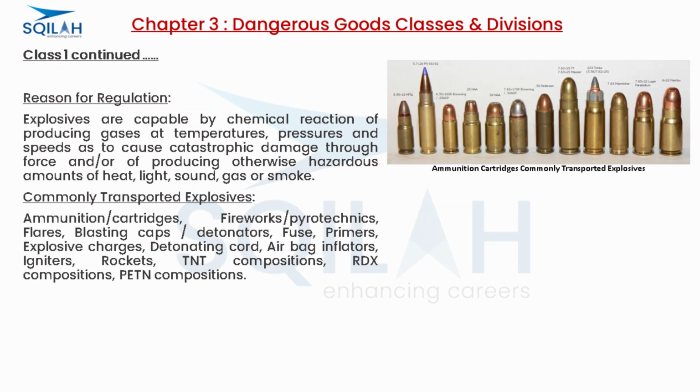Class 1 continued. Reason for regulation. Explosives are capable by chemical reaction of producing gases at temperatures, pressures, and speeds as to cause catastrophic damage through force and/or producing otherwise hazardous amounts of heat, light, sound, gas, or smoke.